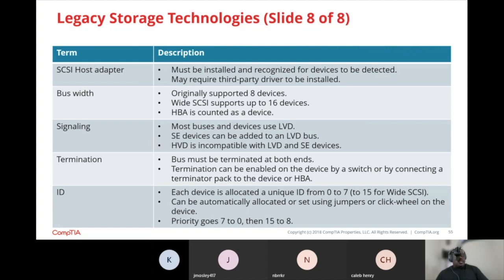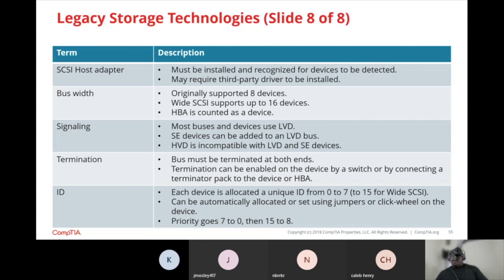For SCSI, you must have a SCSI host adapter installed to recognize the devices that are connected. The bus width originally supported 8 devices, meaning daisy chained together. Wide SCSI supported up to 16. Signaling: most buses and devices use the LVD bus. Termination: the bus must be terminated at both ends, meaning it couldn't be open at the end. You had to have something on the end of it.